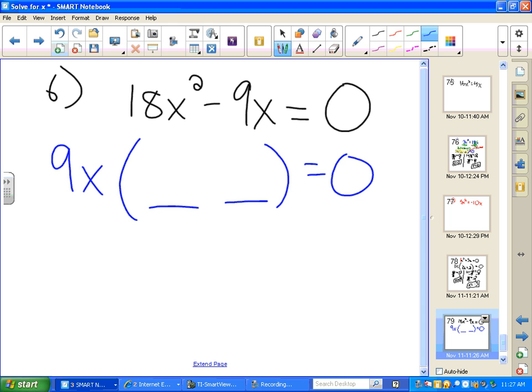So you're taking 18x squared divided by 9x. What goes here? Good. 18 divided by 9 is 2. X squared divided by x is x. There's 2 x's here. You took 1. You're left with 1. Okay? Cole, what goes here? Good. Negative 9 divided by 9 is negative 1. X divided by x is nothing. They wipe each other out.